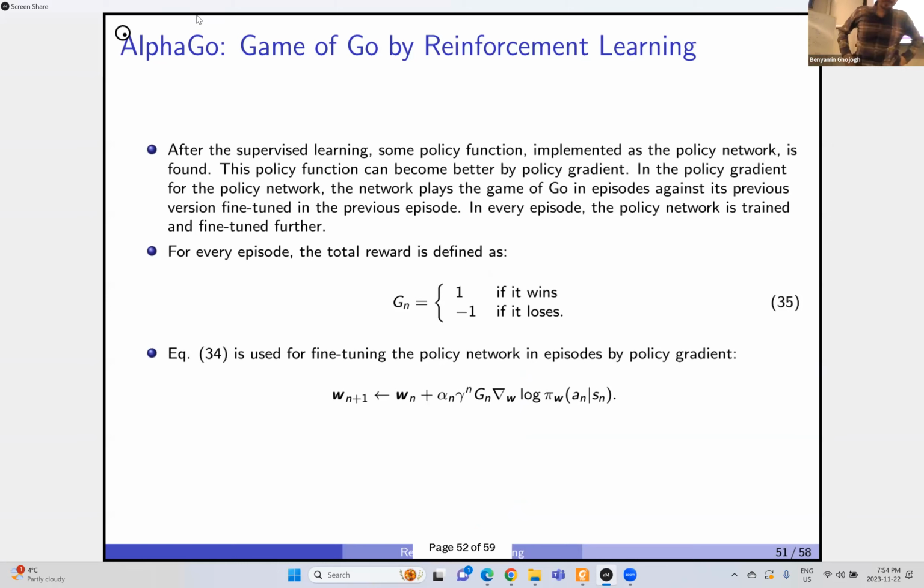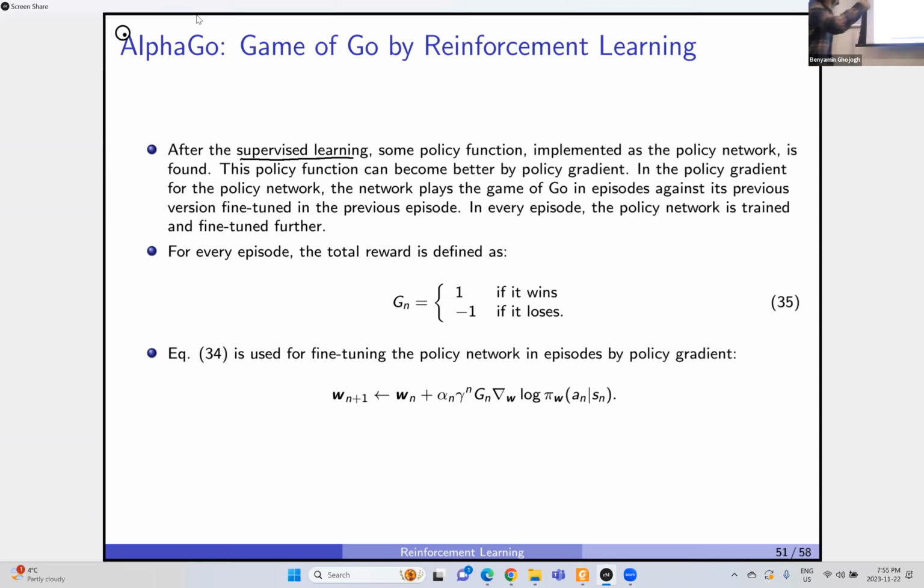Then, after this supervised learning, what do they do? They fine-tune this policy network using a reinforcement learning algorithm, the thing that I told you, using policy gradients that I introduced to you. So, how do they do that? In the previous slide, I said they have games played by professionals. In this slide, I'm saying that for policy gradient, the computer plays against itself in the previous iteration.